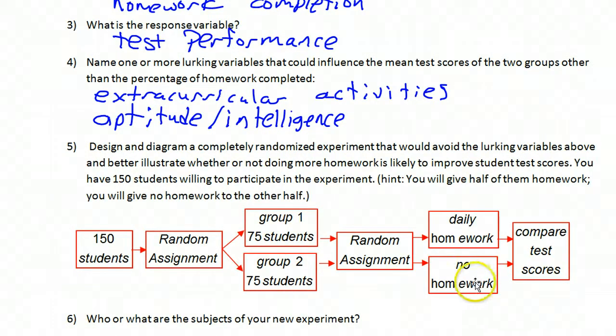So here would be your completely randomized experiment. 150 students randomly assigned into two groups, 75 each. And then you randomly decide whether group 1 gets the daily homework assignment or no homework. It won't automatically be group 1. It's not just going straight across. You have to switch it up and let the random number generator decide. And then we compare test scores between the two groups. That will tell you if homework is really helping students have higher test scores.